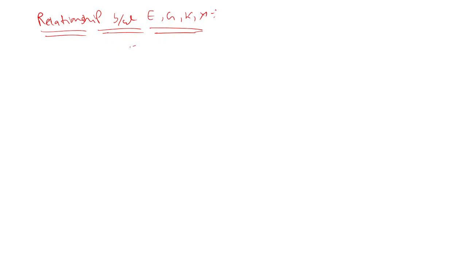Sir, it is E is equal to 2G into 1 plus nu, which is equal to 3K into 1 minus 2 nu, which is equal to 9KG upon 3K plus G.